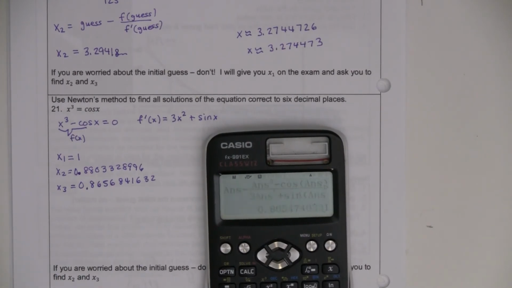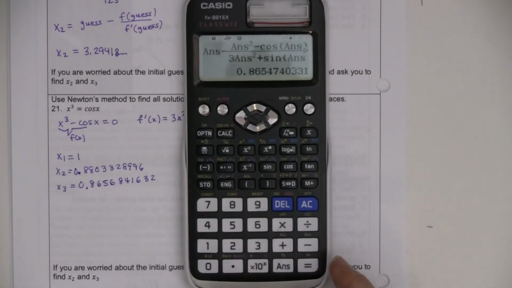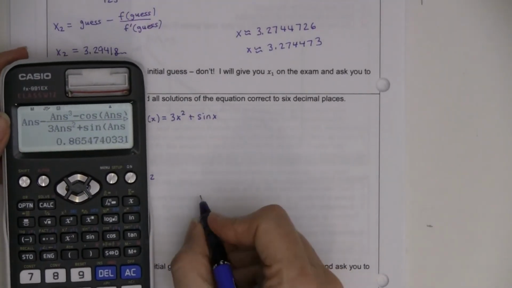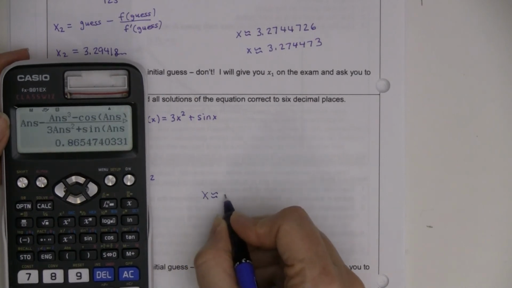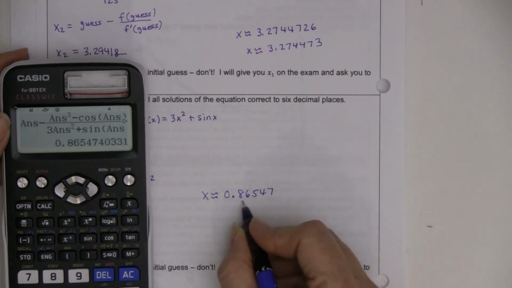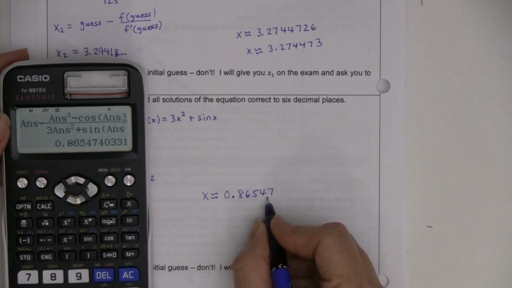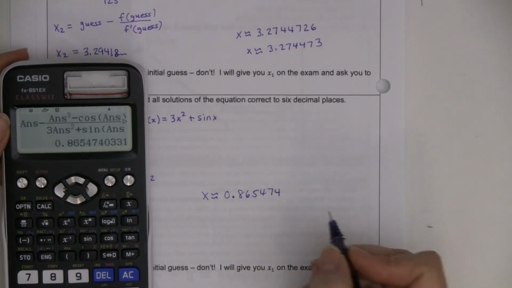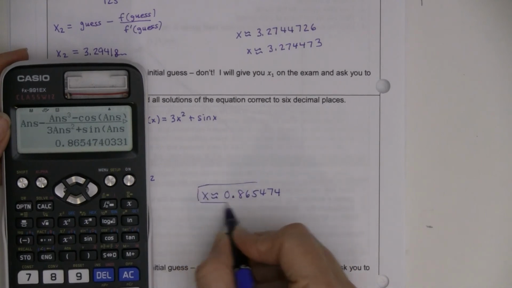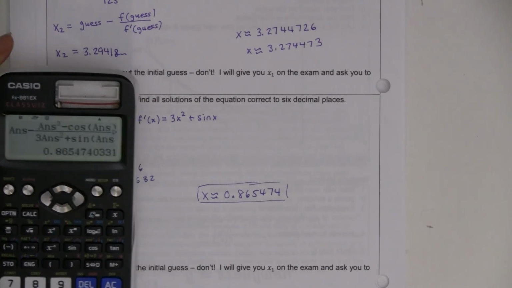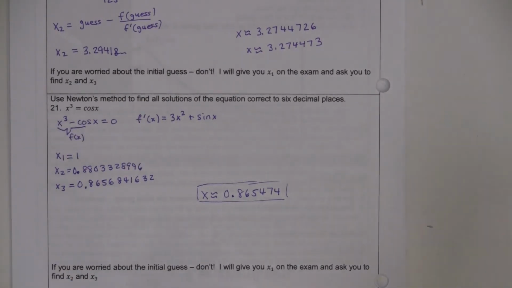The question here was be accurate to 6 decimal places. So I usually just hit the equal sign, making it do it until none of the numbers on my screen change. And so that would give us x is approximately equal to 0.86547. There's 2, there's 4, there's 5, and there's a 4, and the next number was a 0. So this is what our x is approximately equal to. So we did a nice job on that, and that's Newton's method.